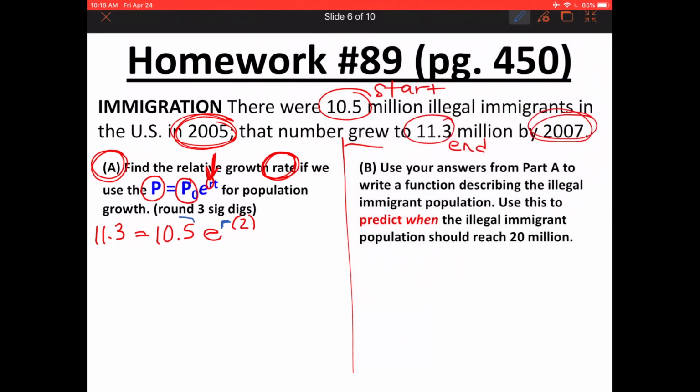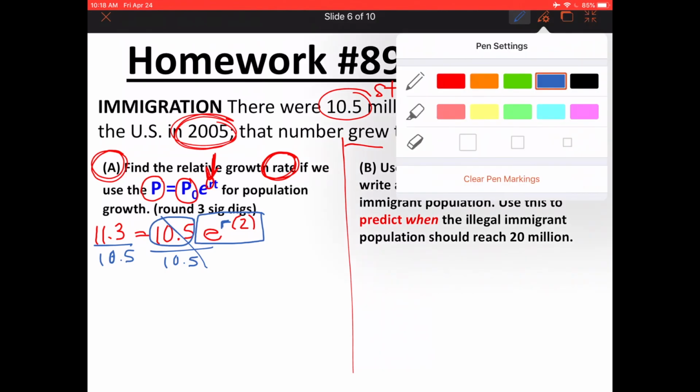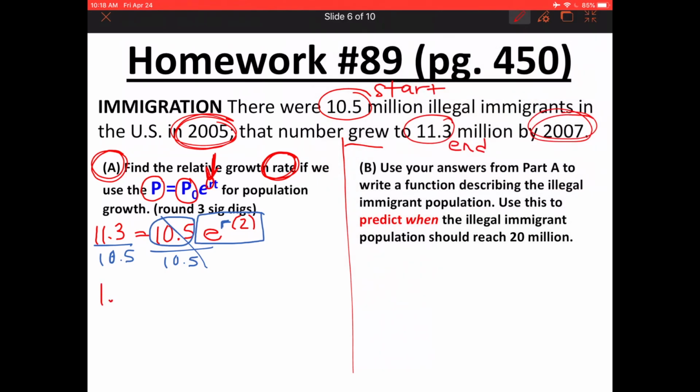So the first thing I need to do is get rid of this 10.5, okay? Because e to the power of r times 2 has to be by itself. So how do I get rid of that 10.5? I divide both sides by 10.5. And so when I divide both sides there by 10.5, I end up getting 1.07619 equals e to the power of 2r. And notice I'm just rewriting that in standard form, right? Normally in mathematics, we write 2r instead of r2.